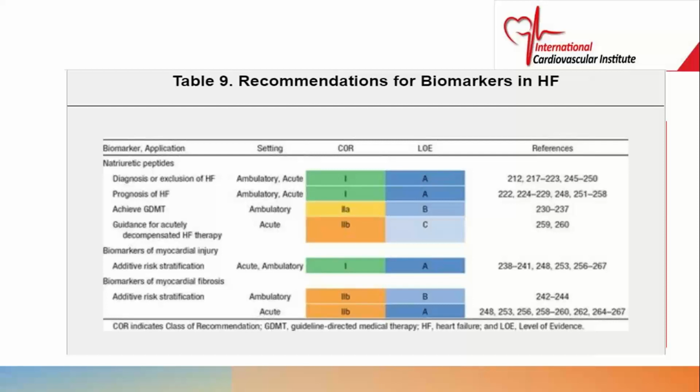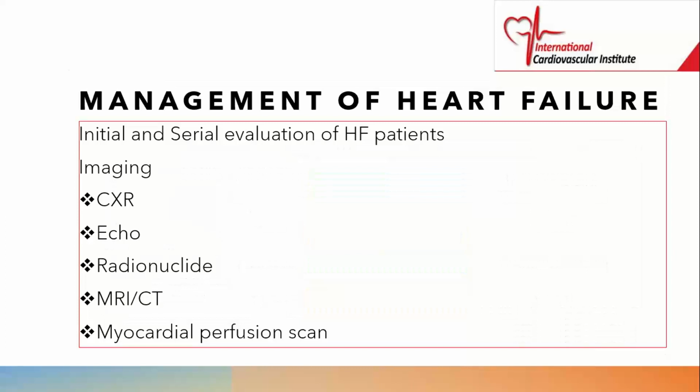Shortness of breath, you do your history and physical, and even if you're sure that it is heart failure, you can do a BNP level, because the higher the level gives you information in terms of mortality. Initial and serial evaluation, you want to do some imaging. Okay, you want to do some imaging.